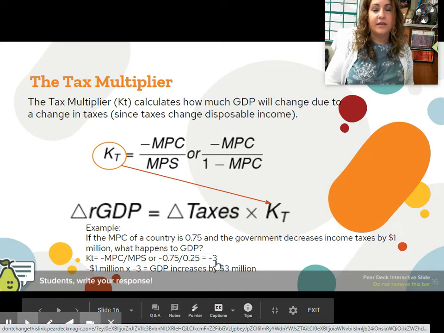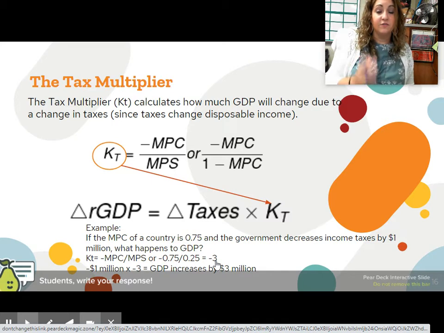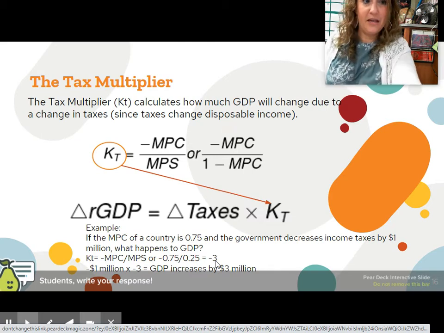Once again, you need to be able to do these division problems in your head. You have to divide negative 0.75 by 0.25 in your head. And once again, there are many ways to do this.